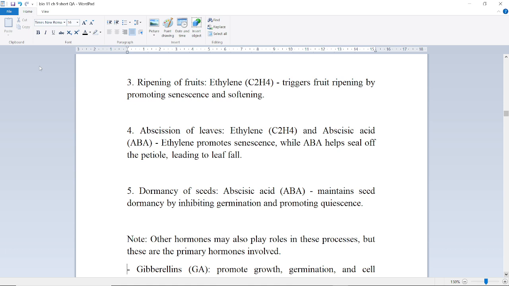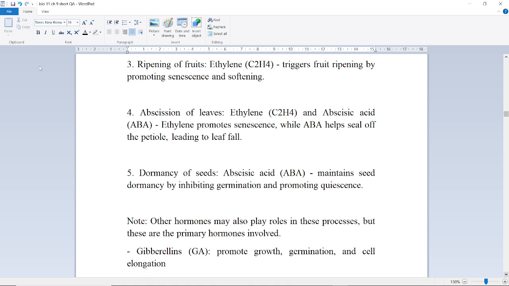Next is ripening of fruit. Ethylene, C2H4, triggers fruit ripening by promoting senescence and softening. Next is abscission of leaf. Ethylene and abscisic acid: ethylene promotes senescence while ABA helps seal off the petiole, leading to leaf fall. Next is dormancy of seed. Abscisic acid maintains seed dormancy by inhibiting germination and promoting quiescence.